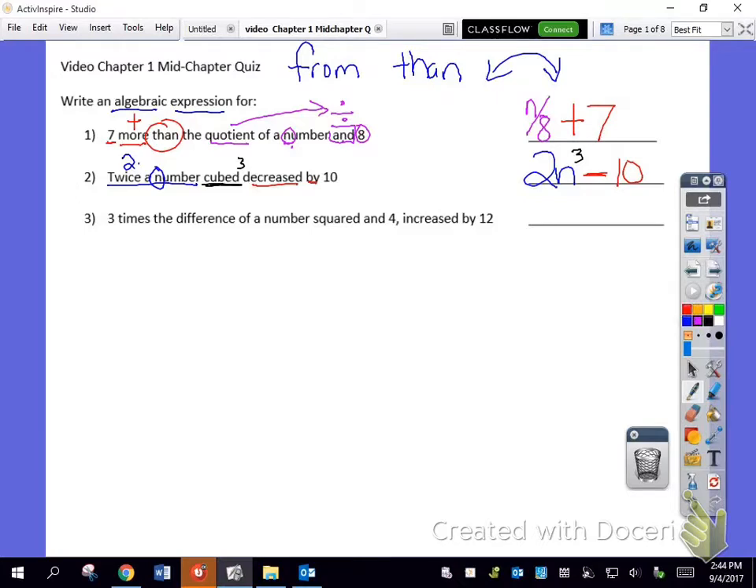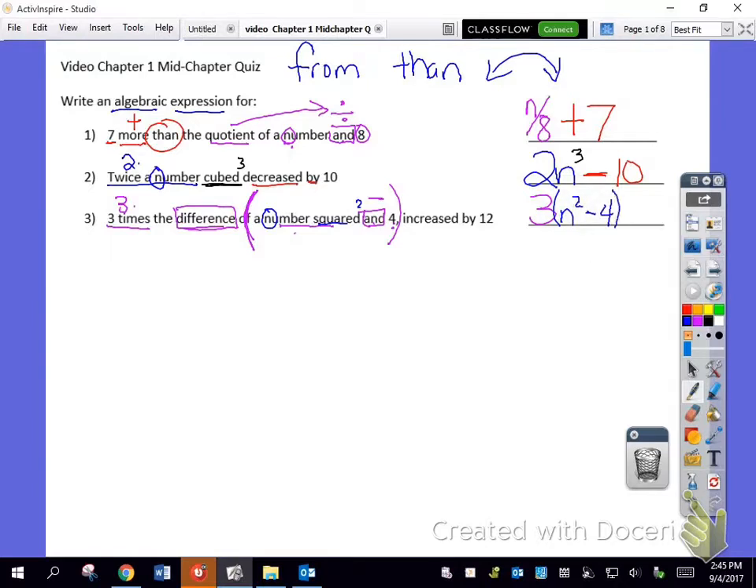Alright, the next one, number 3, 3 times, okay? So if it's 3 times, it's a big 3. 3 times the difference. So remember, I'm going to put parentheses, and it says a number squared and 4, close parentheses. Now, that comma, so you see it's blank and blank, close parentheses. Difference, where that and is your minus. So I have parentheses, a number squared, that's your little exponent 2. So n squared minus 4.